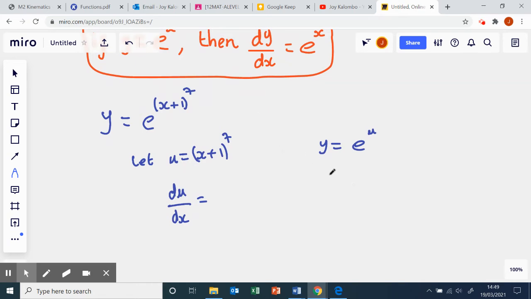Let me just start with dy/du. You'll see that I just missed that one out. The du/dx, that is. dy/du is equal to e to the power of u.